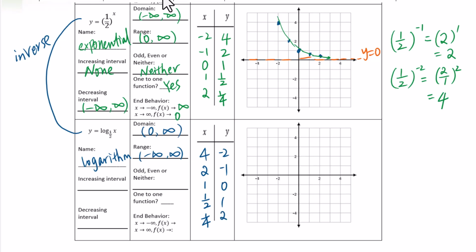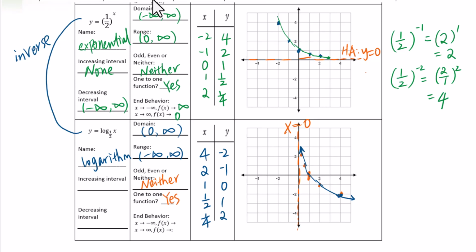For the exponential function, we have y equals 0 as a horizontal asymptote line. So x equals 0 is the vertical asymptote line for the logarithm function. Plot these 5 points. Connect these points smoothly. Neither.